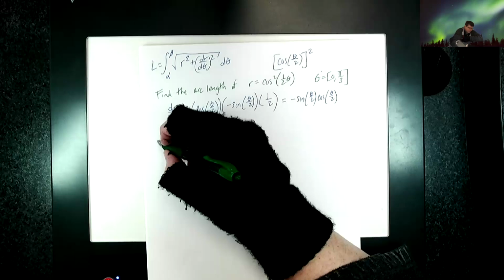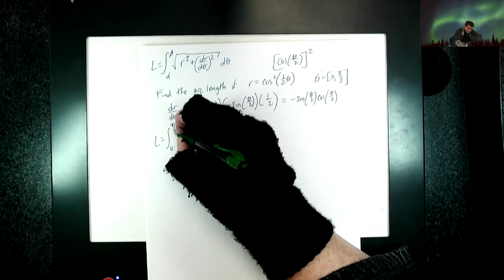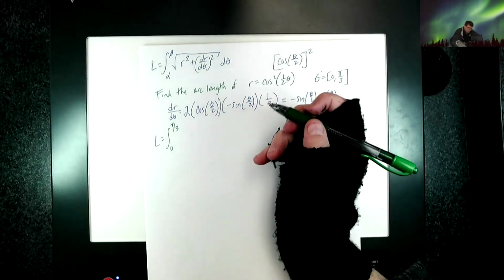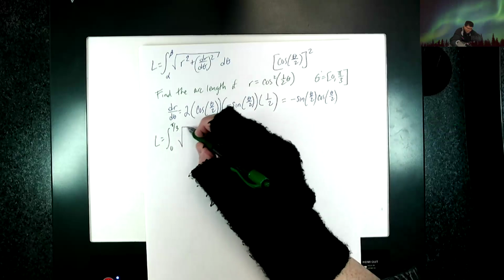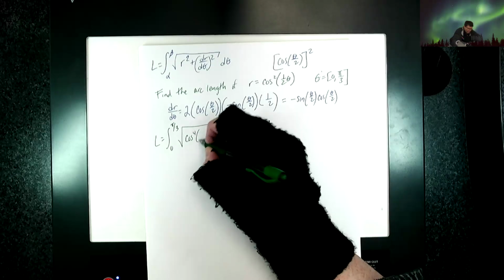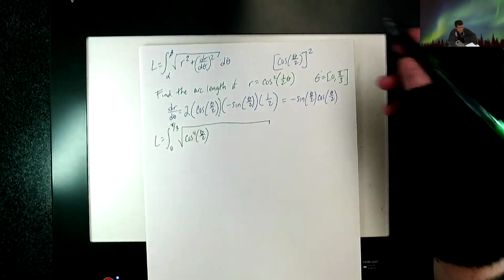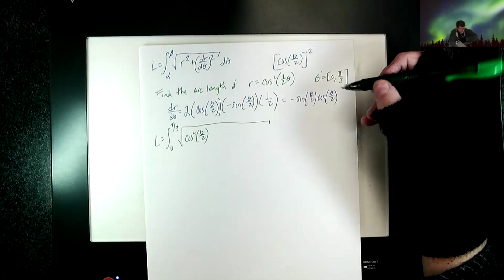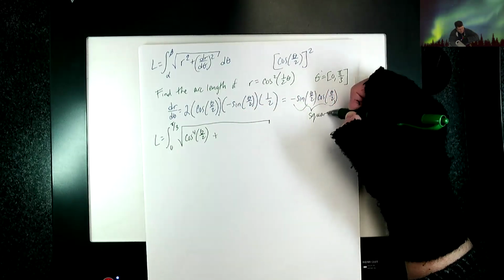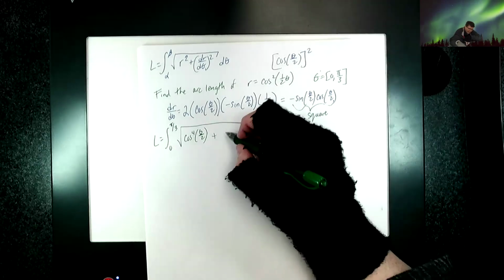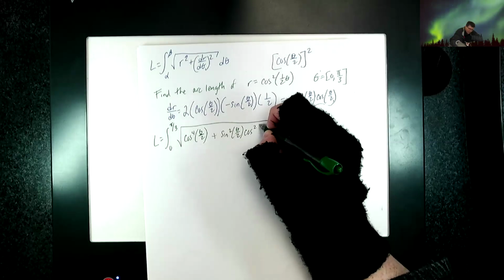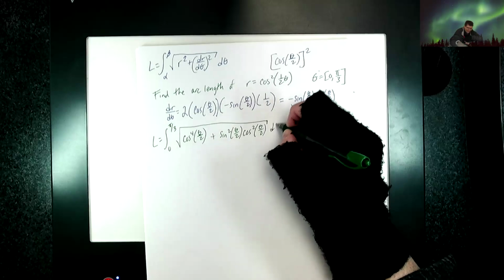And now we'll do the integral. r squared should be cosine to the 4th θ/2. And if I square this, it's going to be positive, and I'm going to have a sine squared θ/2 and a cosine squared θ/2. Then we'll have a dθ.